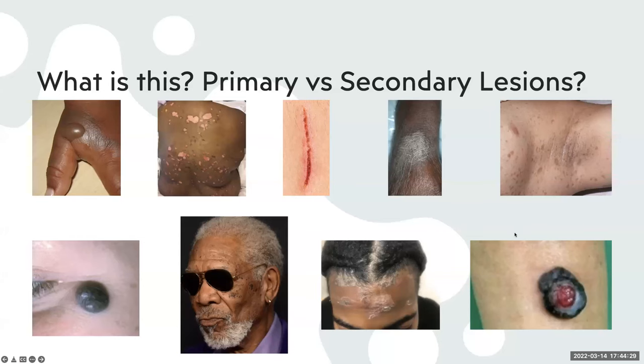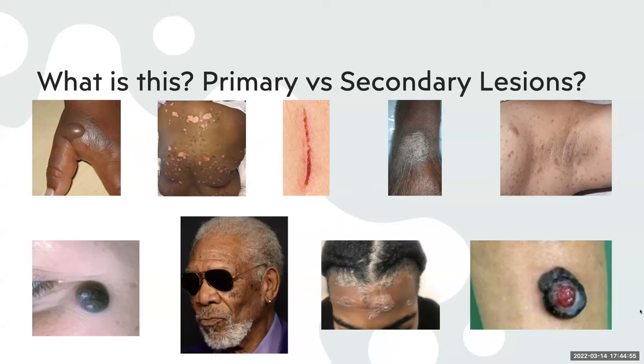This one is called lichenification, and it's caused by many things. It's caused by thickening of the skin. So it becomes like this. I'm sure you've heard that word before.